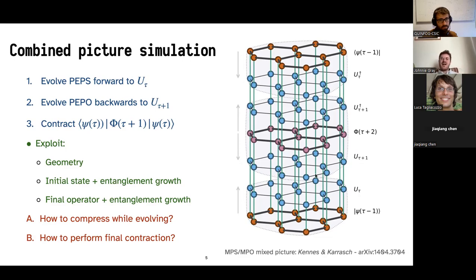So at a high level, this is what the simulation looks like. But the main questions are, as you're evolving this PEPS and evolving this PEPO, how do you actually efficiently compress it back down so that these bond dimensions don't become very large? And then finally, when you have this overlap at the end between a very high bond dimension PEPS and PEPO, how do you perform this contraction? And this kind of mixed picture thing in 1D with MPS and MPOs has been looked at before, so it's not a completely new thing.